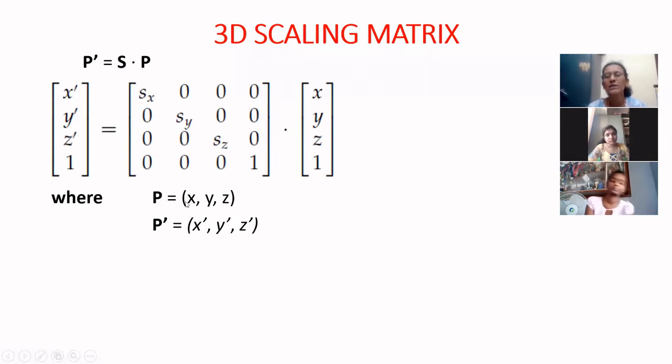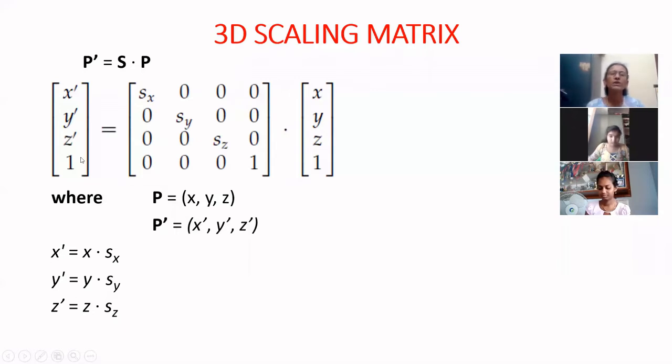Now say P is x, y, z, it is represented by the column vector x, y, z, 1. So for a point, the homogeneous coordinate value is 1. Now, to get the scaled point P dash, that is with coordinates x dash, y dash, z dash, the column vector is x dash, y dash, z dash, 1. That will be obtained by multiplying the scaling matrix by the point P.